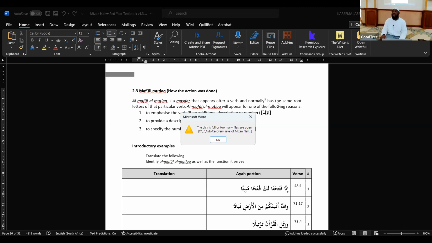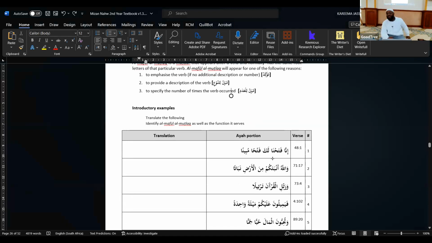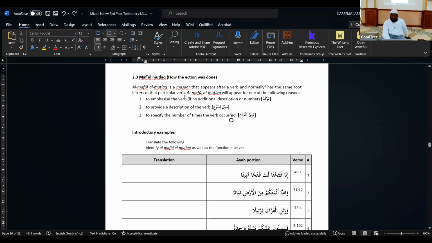So can you see? Number one, when the maf'ul mutlaq appears on its own, then it's for emphasis. But when there's something attached to it, then it will either be to tell you the nature of that verb, or it will tell you the number of repetitions of that verb. Make sense? Fine. Okay, what is unclear? To emphasize the verb.